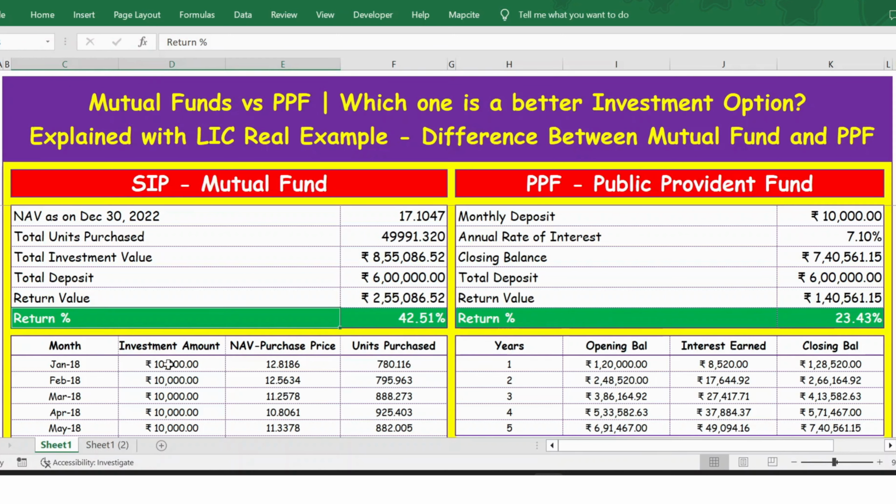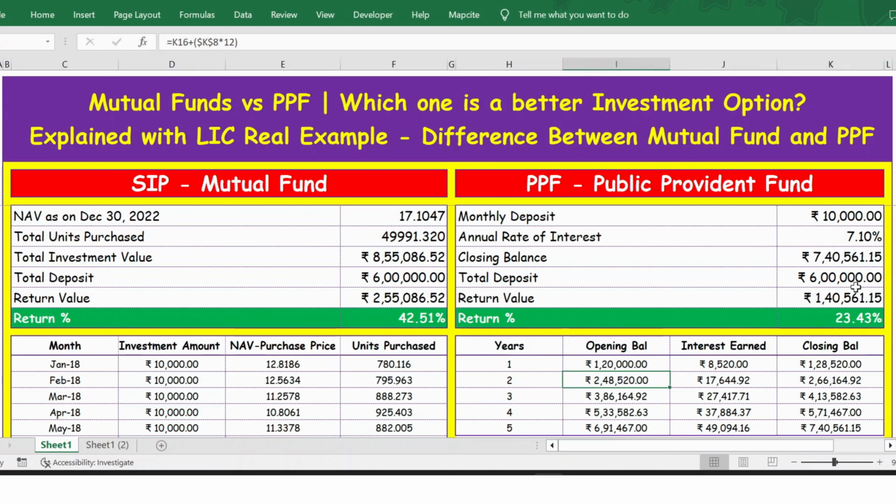So that is the reason I have taken this 10,000 monthly deposit multiplied by H6, the number of years, multiplied by 12, that is 12 months. Press enter. I have 1,20,000 at the beginning of the year, and then interest earned. It is very simple. Opening period, that is 1,20,000 multiplied by the annual rate of return. Press enter, and then the closing will be whatever we have opening plus interest earned.